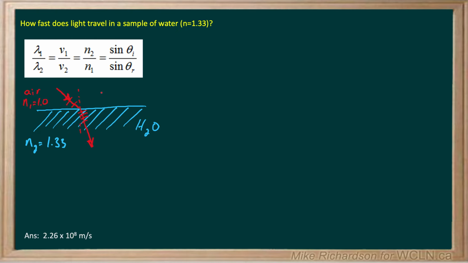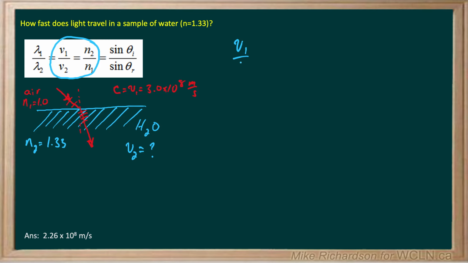Now, we have the speed of light in air, which we just call c, but we'll call it v1 to match the formula: 3.0 times 10 to the 8th. And the goal of this question is to figure out how fast it's actually traveling when it gets into the water, where it's going to slow down by a factor of 1.33. So we're going to use the middle version of our refraction equations.